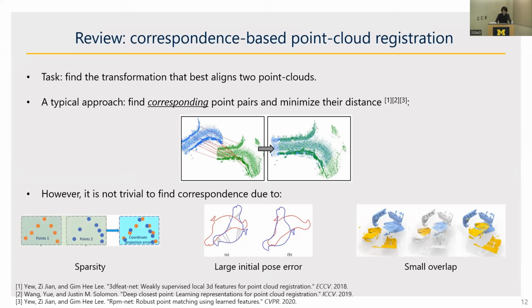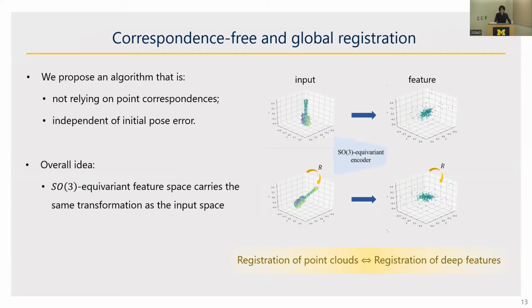Therefore, we went for a correspondence-free strategy. Our algorithm is not relying on point correspondences, and it is independent of the initial pose error. How do we realize this? The overall idea is by leveraging an SO3 equivariant feature extractor. The learned feature space carries the same transformation as the input space. Therefore, we transform the problem of registering two point clouds into a problem of registration of the deep features.